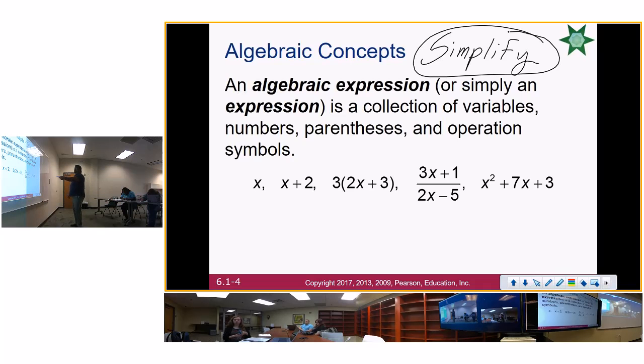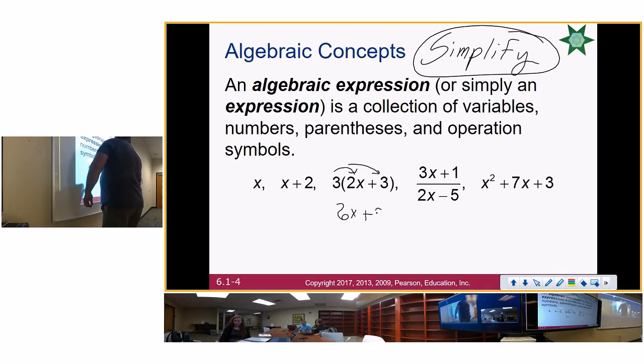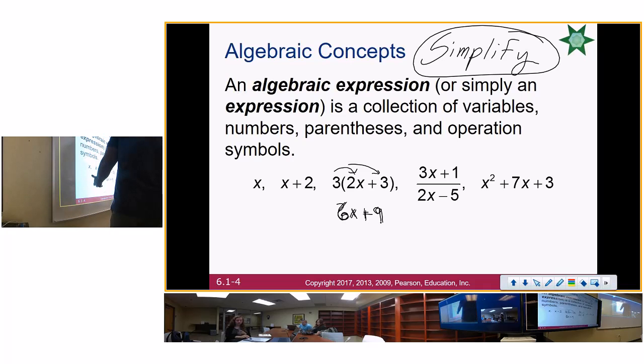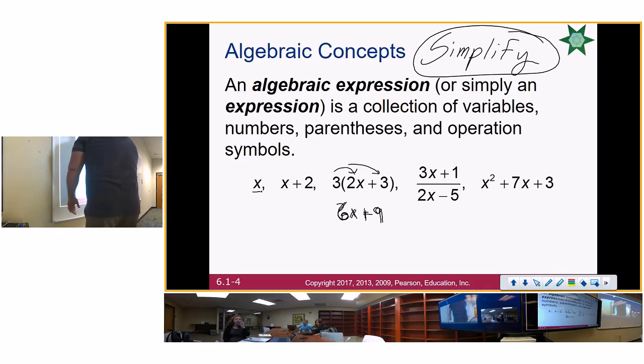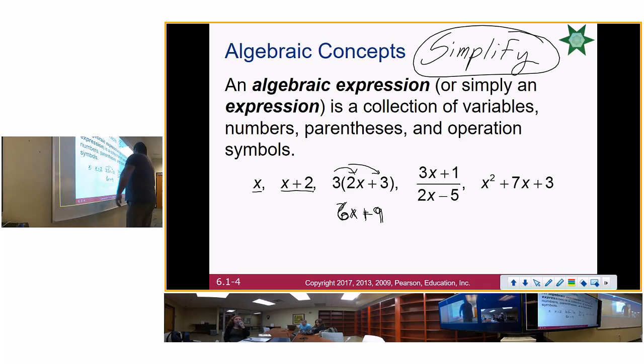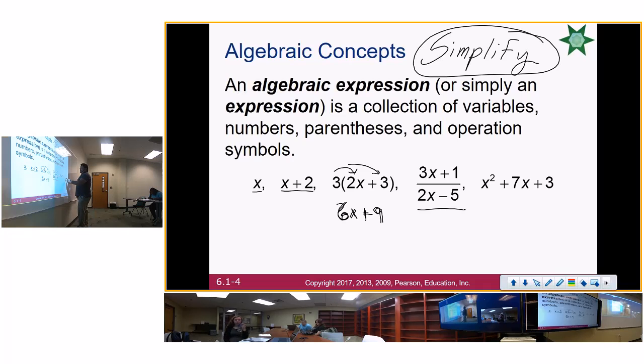These are all examples of expressions. You can't simplify this one. You can simplify this one: 6x plus 9. Okay? I just simplified that expression. If you can't simplify it, if it ain't broke, what? Don't fix it. You can't do anything there. You can't do anything here. You reverse FOIL, you can't do anything here because there's not a multiple of 3 that will give you 7. 1 times 3 will give you a 4 or a 2, so you can't do anything there.